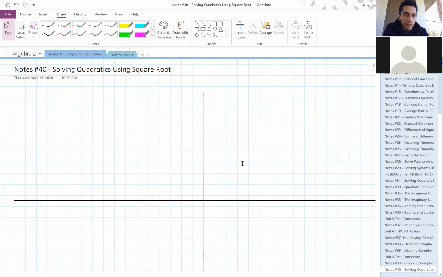Go ahead and make 6 boxes. We're calling it solving quadratics using square root. So we've done a little bit of this. The only difference now is we're going to solve quadratics that may have imaginary solutions. Okay, so that's the only difference. So when we know how to solve them with imaginary solutions, we can solve any quadratic. All right. So I'll give you some time to go ahead and set up your notes. And just 6 boxes for today.